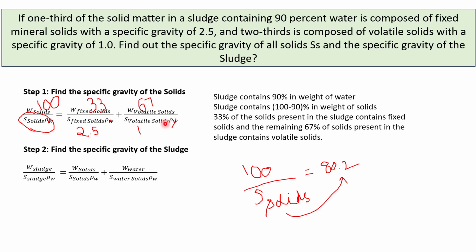If you assume 100 kg of solids is present, in that 33 percentage will be fixed solids. So I have put 33 for this. And for volatile solids, if you apply similarly, weight of volatile solids will be 67. The specific gravity of fixed solids is given in the question as 2.5, and for volatile solids it is given as 1. Now can you make the substitution and tell me what will be the specific gravity of solids, Punita?